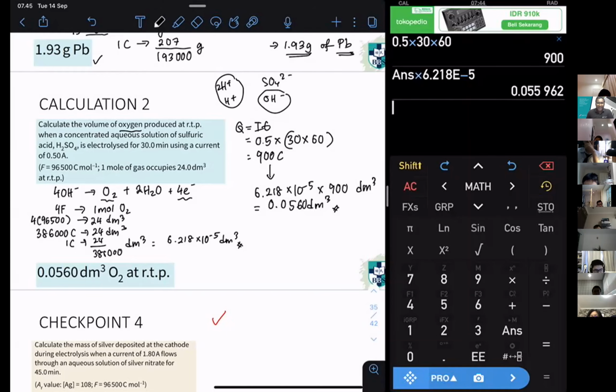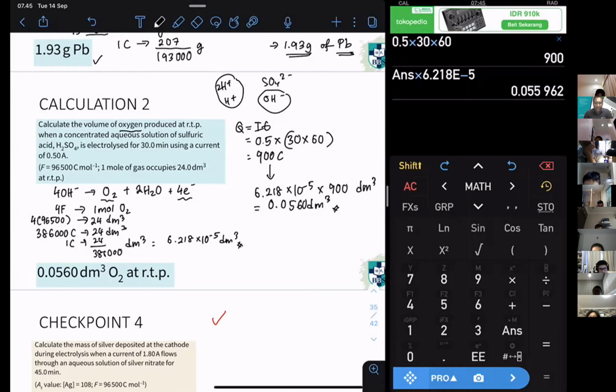Sir, how do you get the first equation? Yes, good question. This one is in IGCSE. When we do the electrolysis, we are going to have a selective discharge. If you want to read more about this, you can go and read more about this.